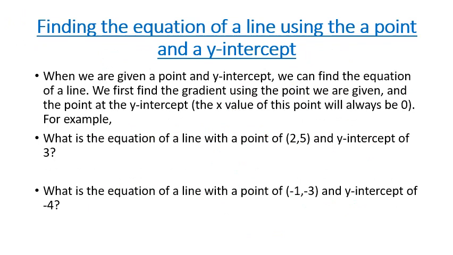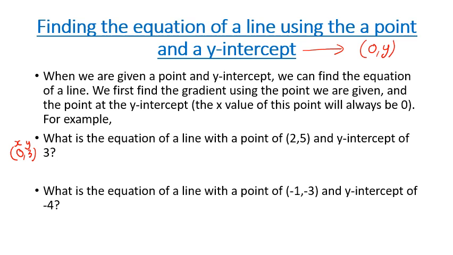So we just looked at finding the equation of a line using the gradient and a point. But this time we're going to look at how you find the equation of a line using a point and the y-intercept. Now, one way you can do it is to determine the gradient, because anytime you have the y-intercept, it is always a point. It's always (0, y), whatever the y value is. So if we look at our first example, we've got what is the equation of the line with a point (2, 5) and a y-intercept of 3. Well, this y-intercept of 3 is actually the point (0, 3), where our x is 0 and our y is 3.